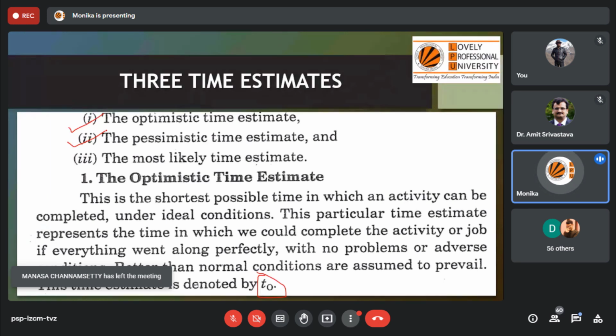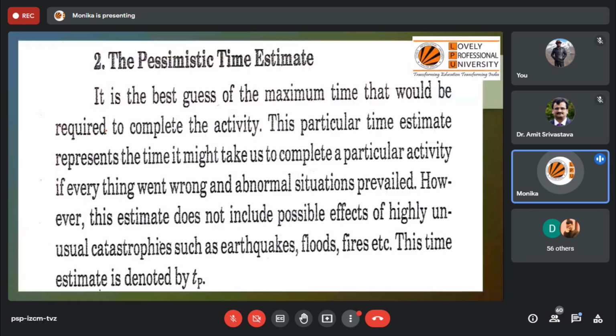Here we are considering that everything is against the project. There are worst weather conditions, labor strikes, maybe a major accident during the activity, any wrong situation may occur, or natural calamities like earthquakes, floods, or fire may happen during the project execution, which will delay the project execution.